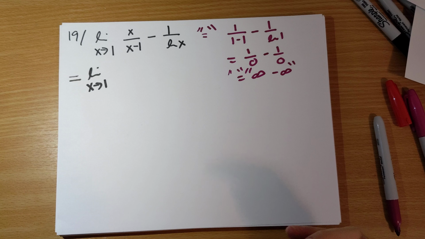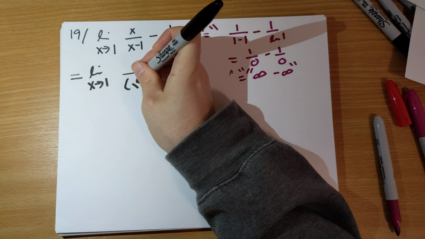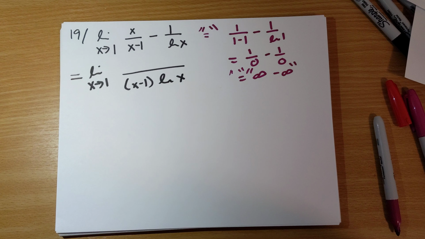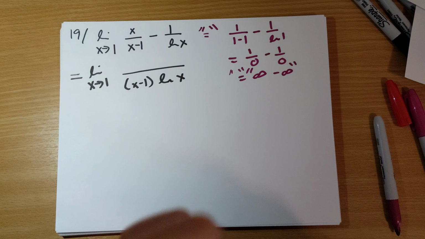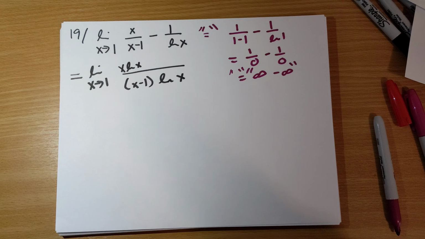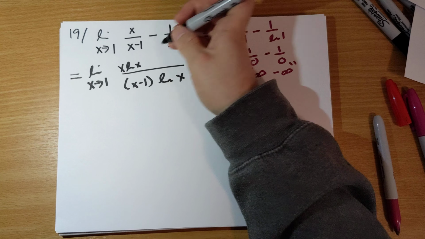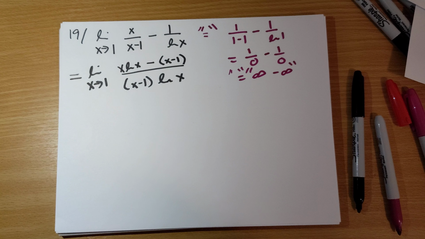And I'm going to proceed by putting everything over a common denominator. So I'm going to make the denominator x minus 1 times natural log of x. So I need to multiply this first term by natural log of x, so I'd have x times natural log of x. And then I need to multiply the second term by x minus 1 over x minus 1, so minus x minus 1.